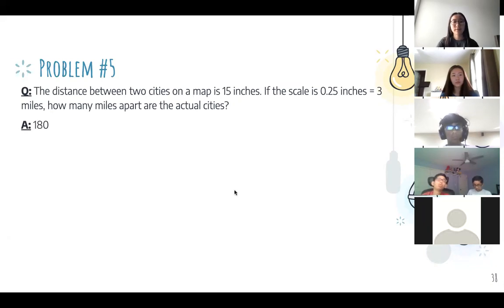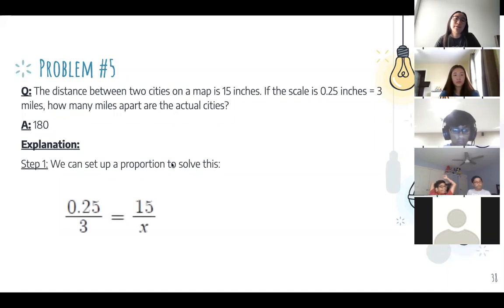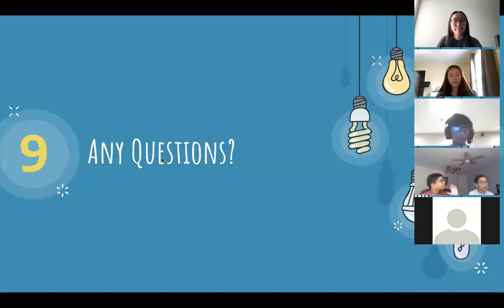Good job. Like all of you are saying, the answer here would be 180 miles. And for an explanation, the proportion we should set up looks like this: 0.25 inches over 3 miles equals 15 inches over an unknown number of miles. Here we multiply by 60 on the numerator, so we also have to multiply the denominator by 60. And 3 times 60 equals 180. So the cities are 180 miles apart.